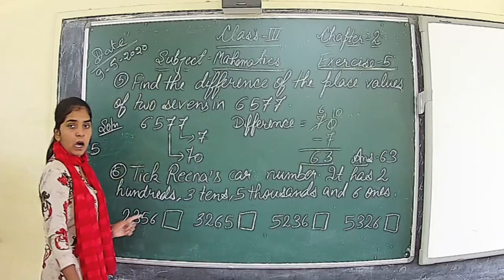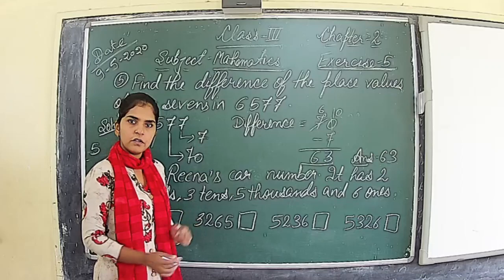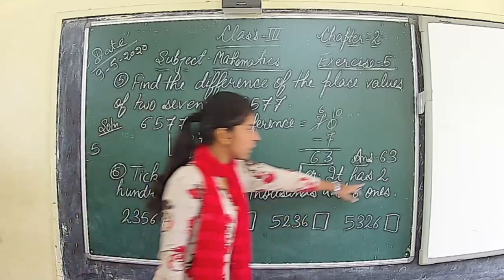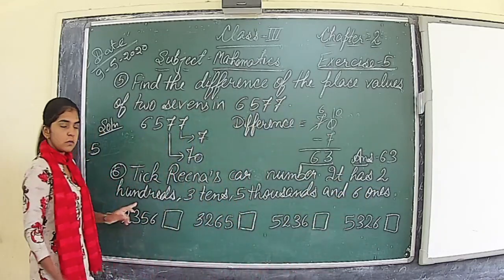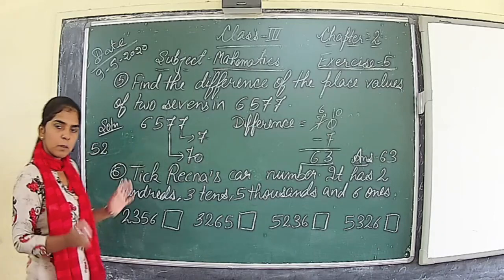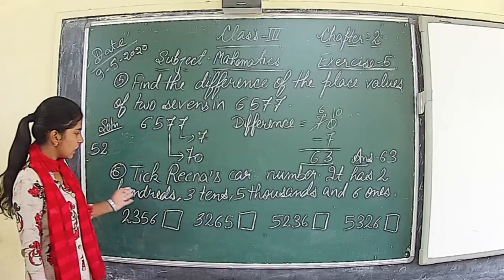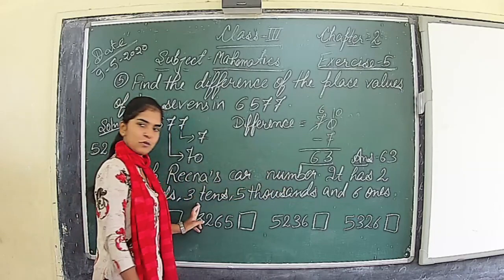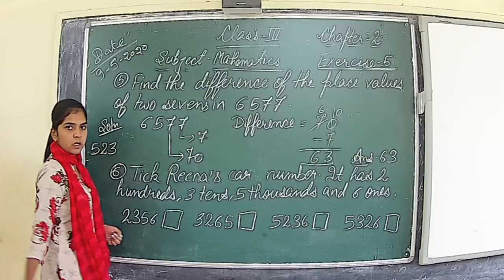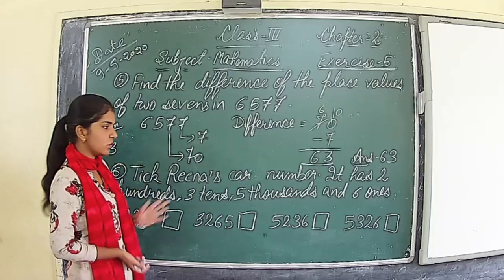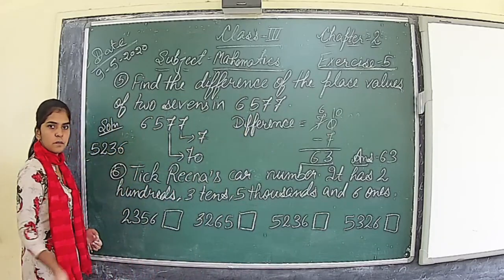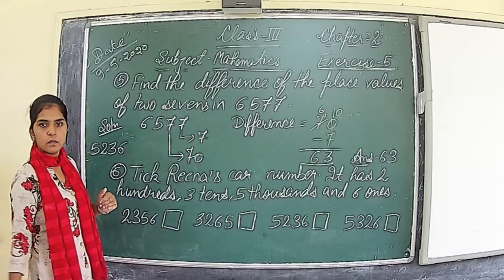After that, which place comes? 100. So among these digits, which digit is at 100 place? See, 200. It means our next digit will be 2. Next, what is the place? 10. So which is the 10th place digit? This one, right? 3 tens. So we will write here 3. And the digit at 1st place, which is the digit? 6. So the next digit will be 6. Now see, this is your answer.